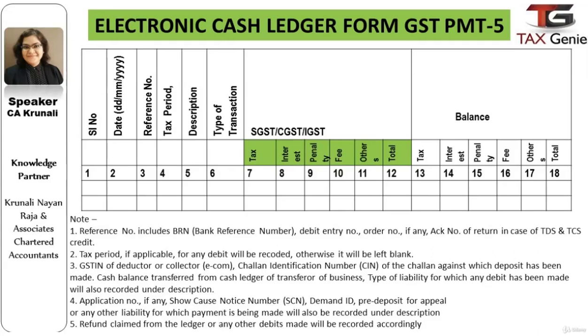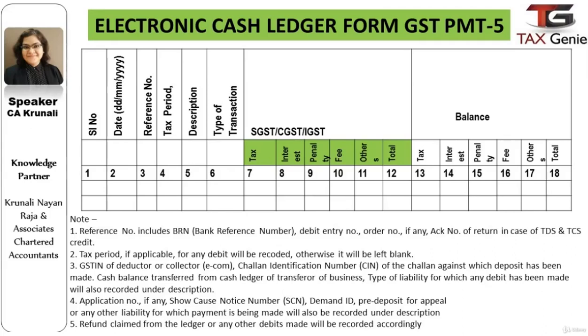Like any other form, following are a few of the important details that need to be noted for this form. First and foremost is that the reference number includes BRN, which is bank reference number, debit entry number, order number if any, acknowledgement number of return in case of TDS and TCS credit. Tax period, if applicable for any debit, will be recorded, otherwise it will be left blank. GSTIN of deductor or collector, that is e-commerce operators, challan identification number of the challan against which the deposit has been made.